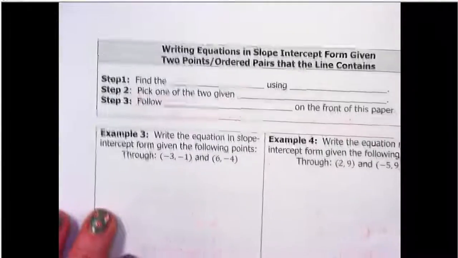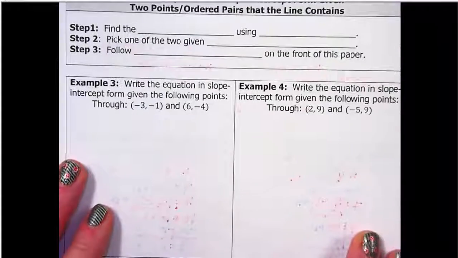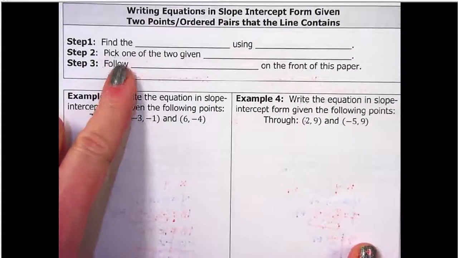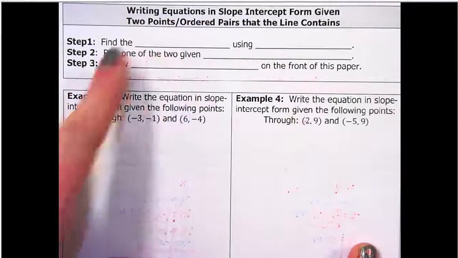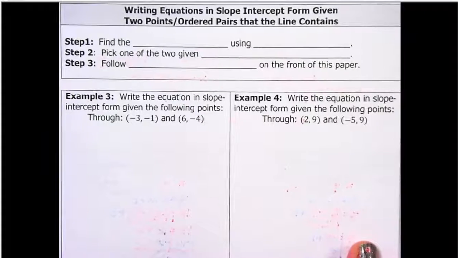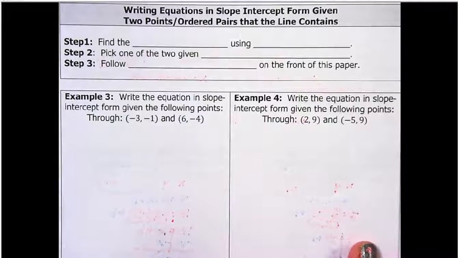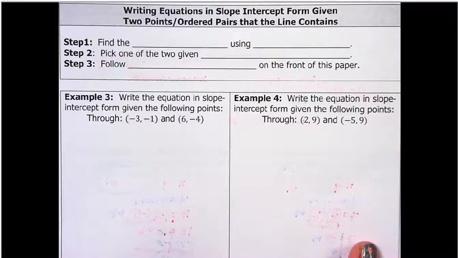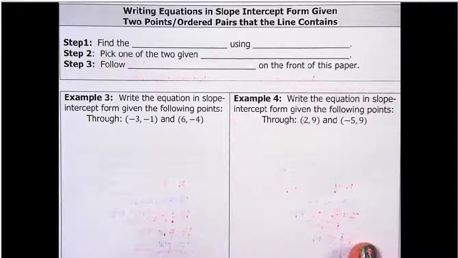The second way we're going to write slope-intercept form is we're going to be given 2 points or ordered pairs that the line contains. So basically we're given 2 points that lie on the line. Our goal is still to find m, our goal is still to find b. Now neither one of them is given to us. At least on the front of this page, m was given to us. We just had to find b. Now neither m or b is given to us.